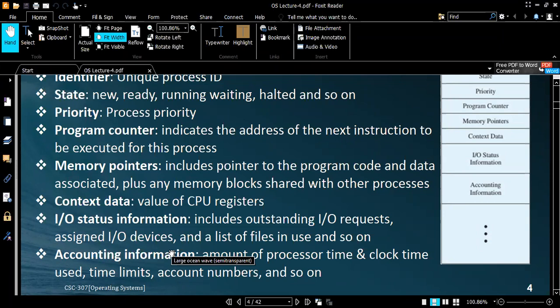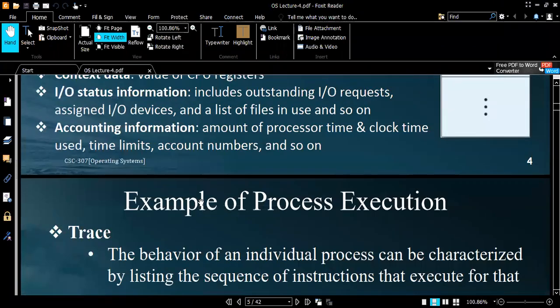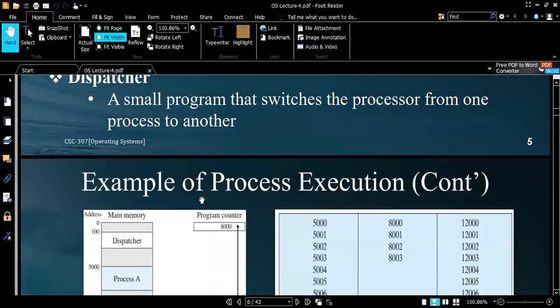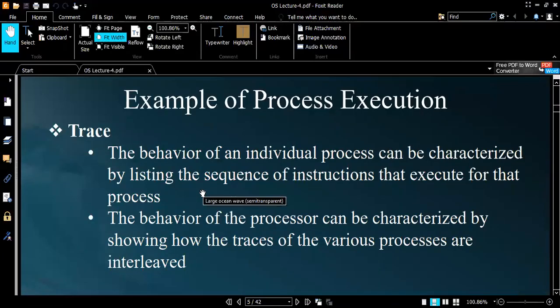And then finally the accounting information: the time and the resources needed for the process to run, the CPU or the clock amount, and so on. Then we have this process execution trace. So let's discuss trace now, from the slide. First of all, what is a trace?